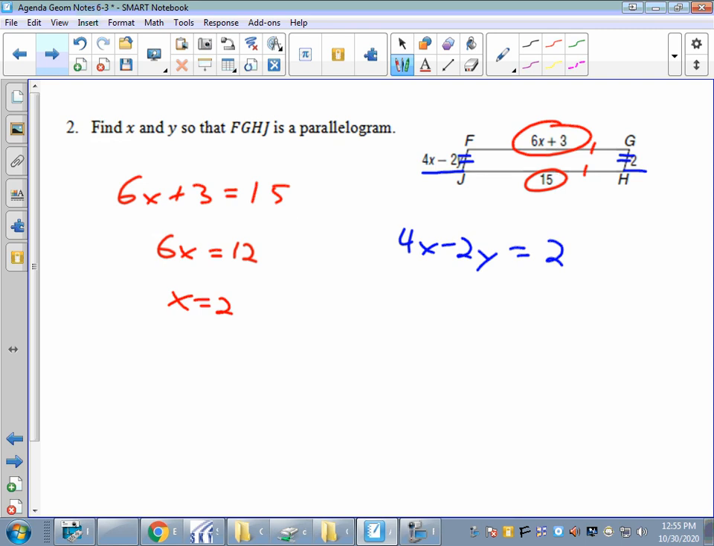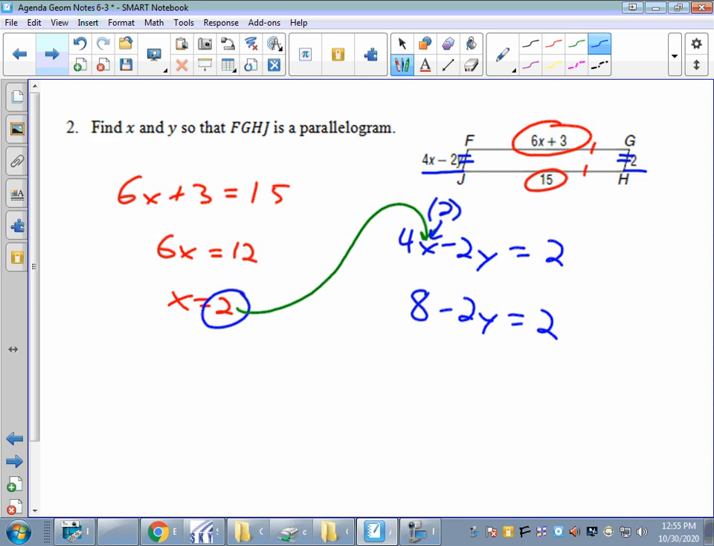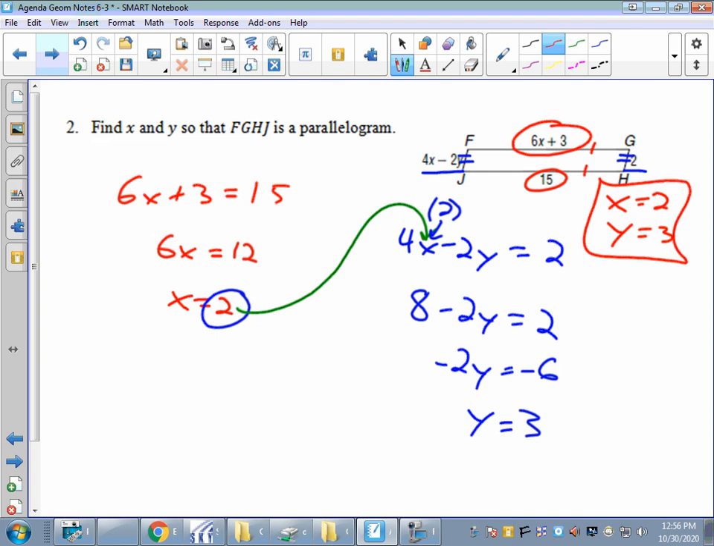But luckily, we found out that x is equal to 2, so I can take that 2, and I can sub it in here. So now when we do this, it's going to be 4 times 2. So 8 minus 2y equals 2. And from there, I subtract 8 from each side, so that negative 2y equals negative 6, and y would be equal to a positive 3. So my final answer here would be x equals 2, y equals 3. Okay?